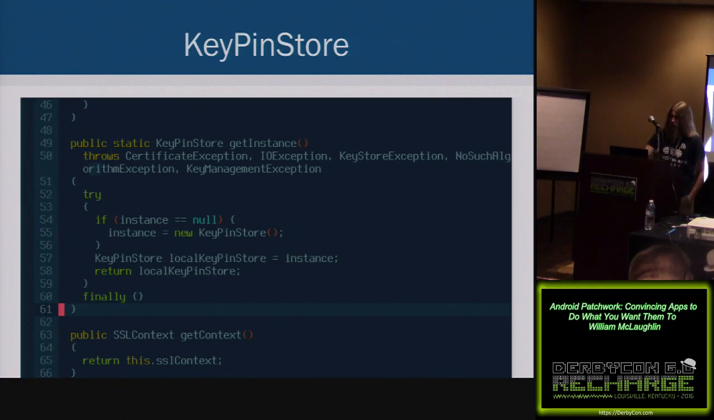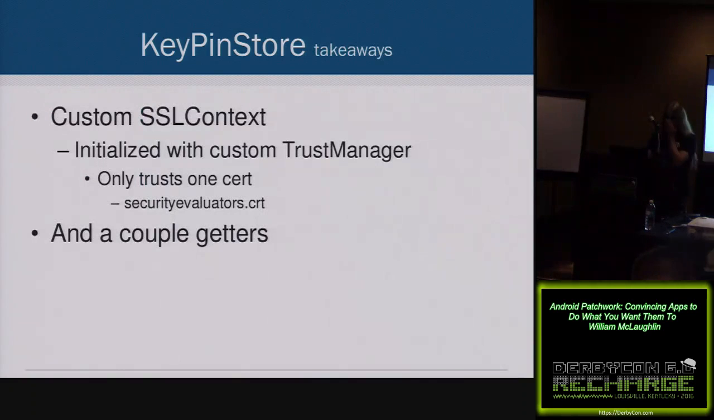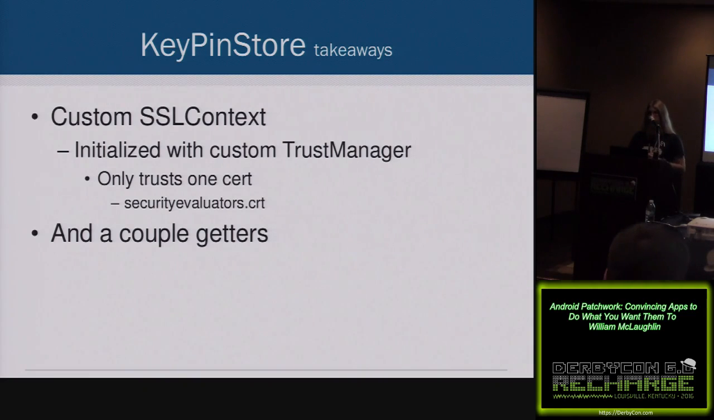There's a getInstance function that will either return an instance of keyPinStore that already ran through all those steps we just talked about, or it will create a new one and then call the constructor, running through all those steps, setting up the custom SSL context. And then there is a getContext function on line 63 that simply returns this custom SSL context. Cool. So the important thing here: we have a custom SSL context. It's initialized with a custom trust manager that contains a key store that only trusts one cert, the one from this CRT file that we loaded. And there's also a couple getters.